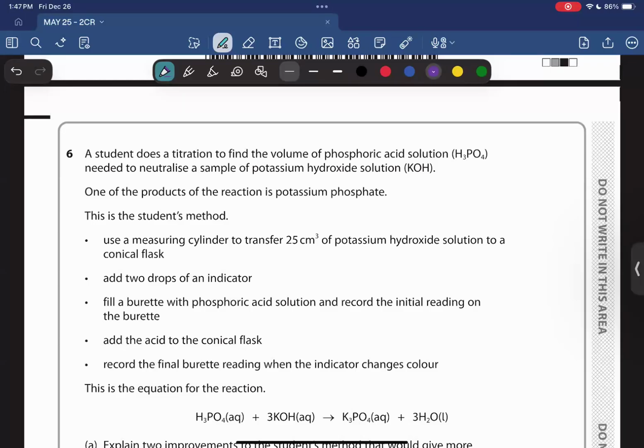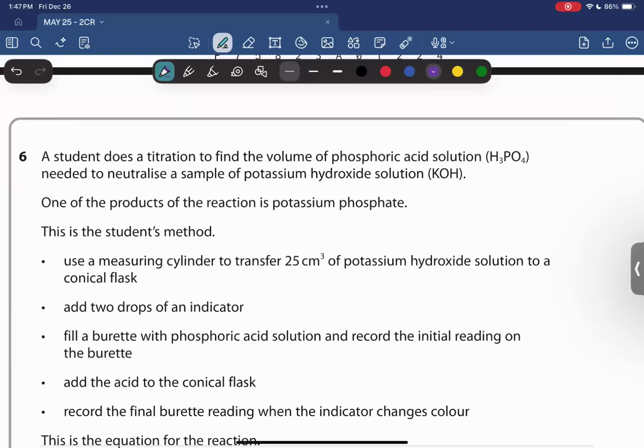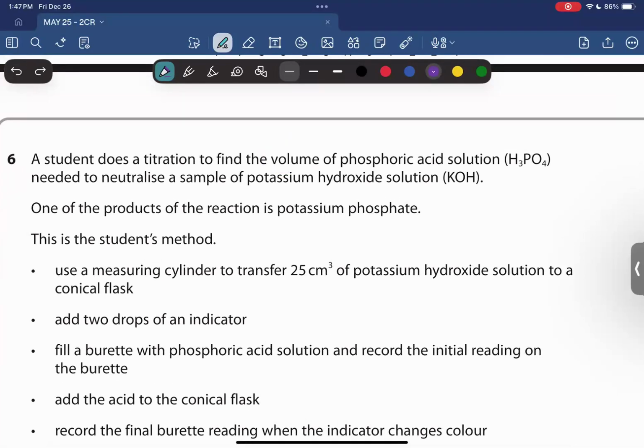So this is question 6 from the year May 2025, paper 2 CR. So let's just solve this. It says that a student does a titration to find the volume of phosphoric acid solution needed to neutralize a sample of potassium hydroxide solution.